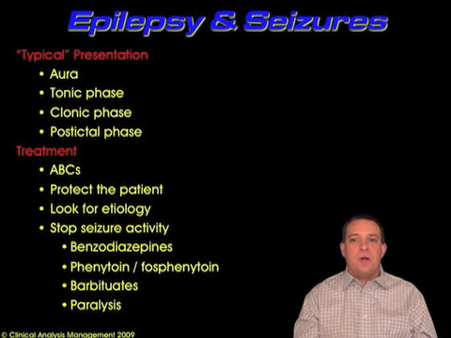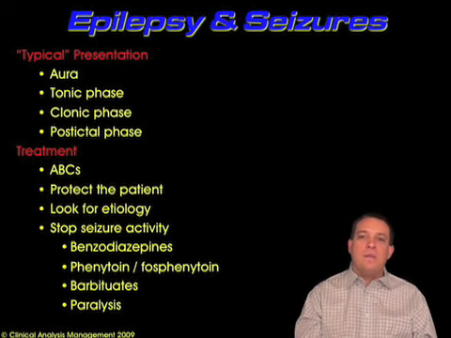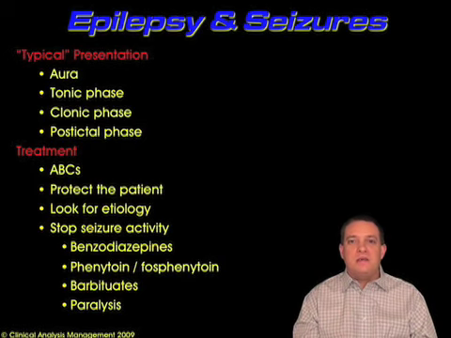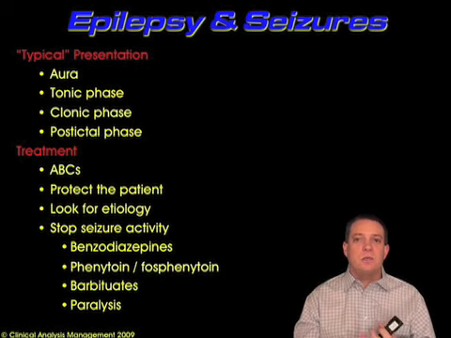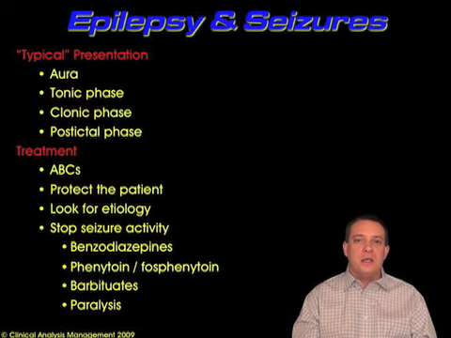And finally, if we've tried benzos, we've tried Dilantin or fosphenytoin, we've tried barbiturates, and the patient continues to seize despite all of our interventions, there comes a point, I can't say exactly when that is, where we need to start thinking about the fact that this constant massive increase in sympathetic tone that's occurring with all this seizing activity, this increase in metabolism, is going to put the patient in lactic acidosis. It's going to cause muscle breakdown. That can cause rhabdo. And at that point, when the patient's been seizing so long, we're concerned about those types of things.